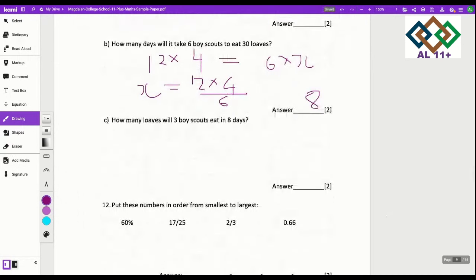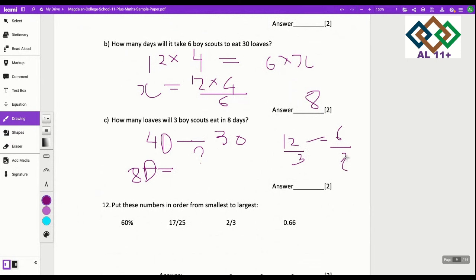And the third part is, how many loaves will 3 boys eat in 8 days? So you know that 4 days equals 30, 8 days equals, you have to find out. So you know 12 divided by 3 equals 6x. Again, you have to find the x, and that would be only 15.